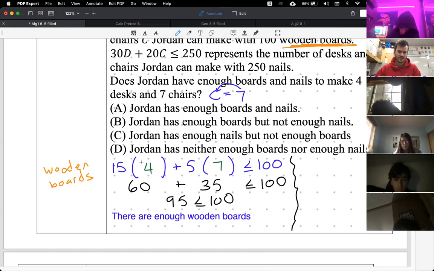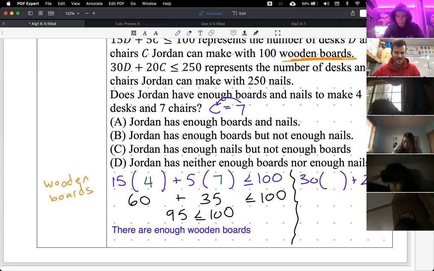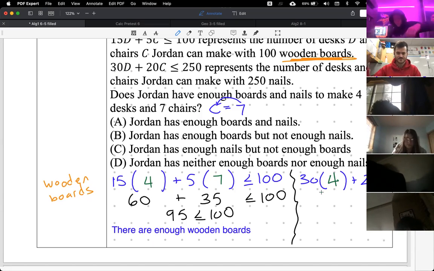Because again, this inequality represented wooden boards. I keep saying equation. So this second inequality, I'm going to go ahead and rewrite yet again. This is going to be 30D plus 20C is less than or equal to 250. 30, that's our capital D. I left an empty parentheses. Plus 20, that's going to be our C. I know I'm running out of room here. That needs to be less than or equal to 250. And plugging in yet again, our capital D is supposed to be 4, so plugging in 4 right here, plugging in 7 for the next spot. I have to verify, is this true?